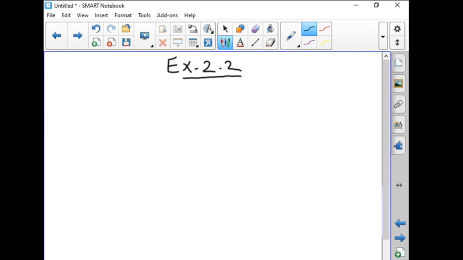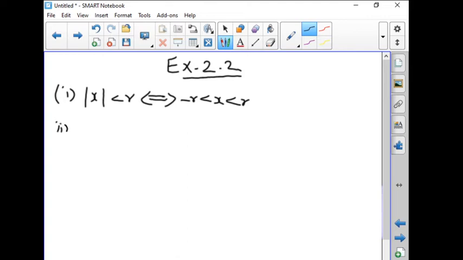Exercise 2.2, first question. Okay, before getting into the problem, we will recall the concepts. So, first one: modulus of x is less than r if and only if minus r is less than x less than r.